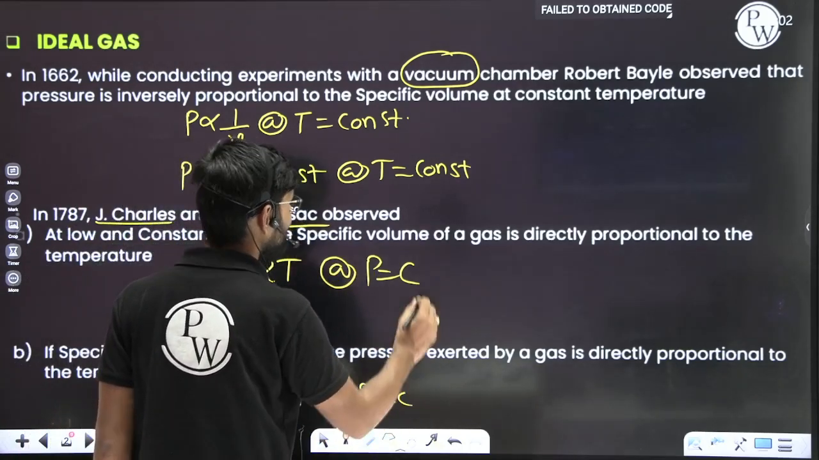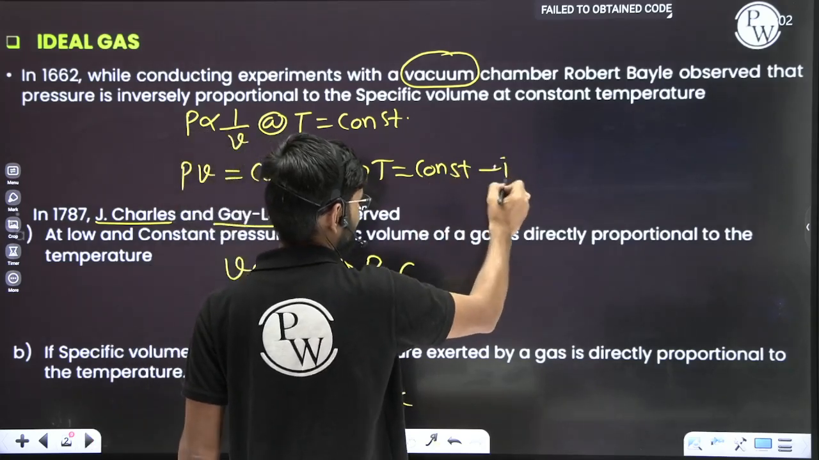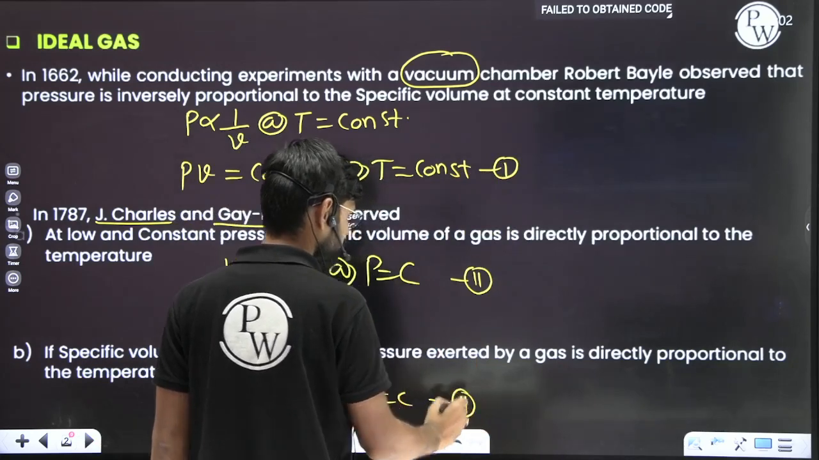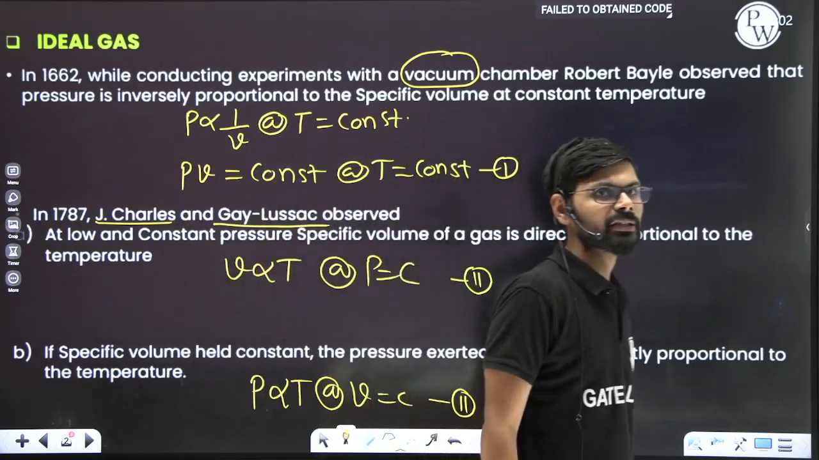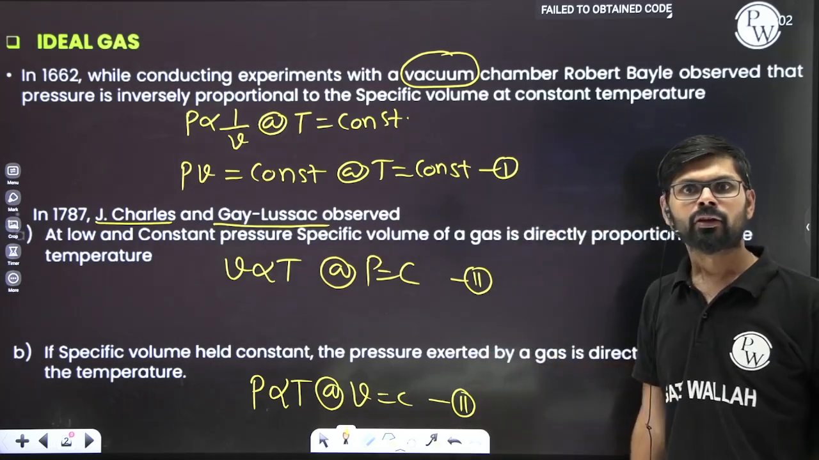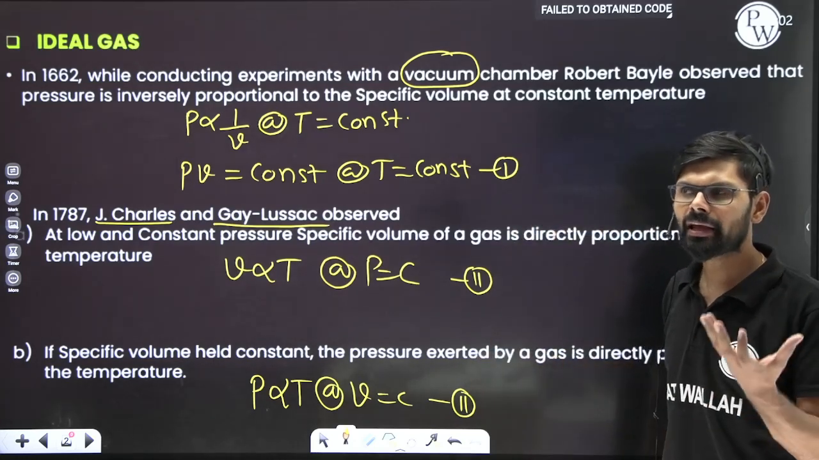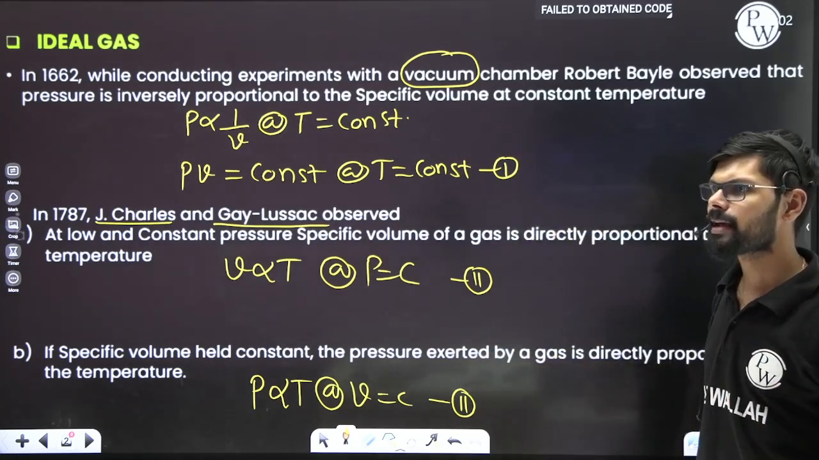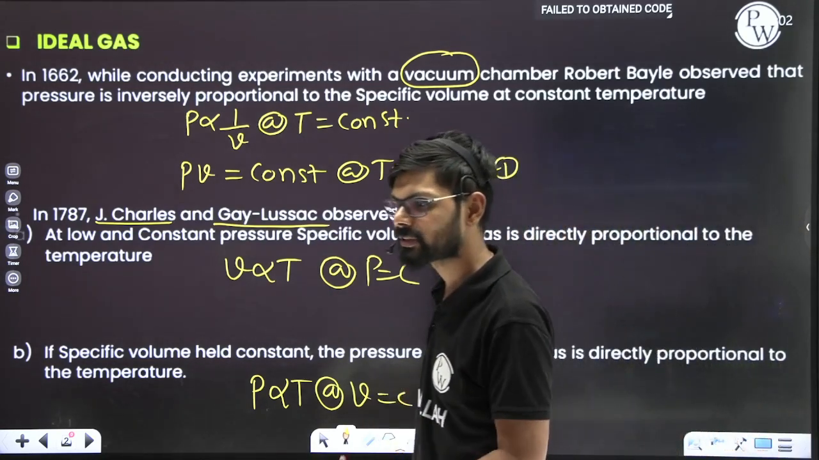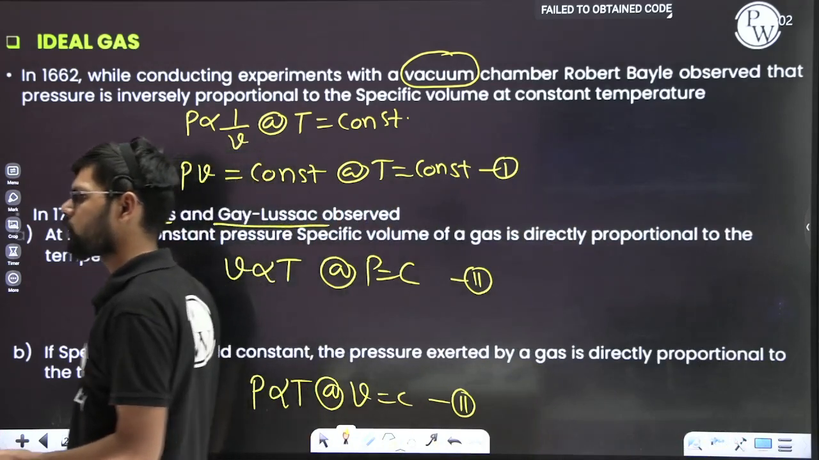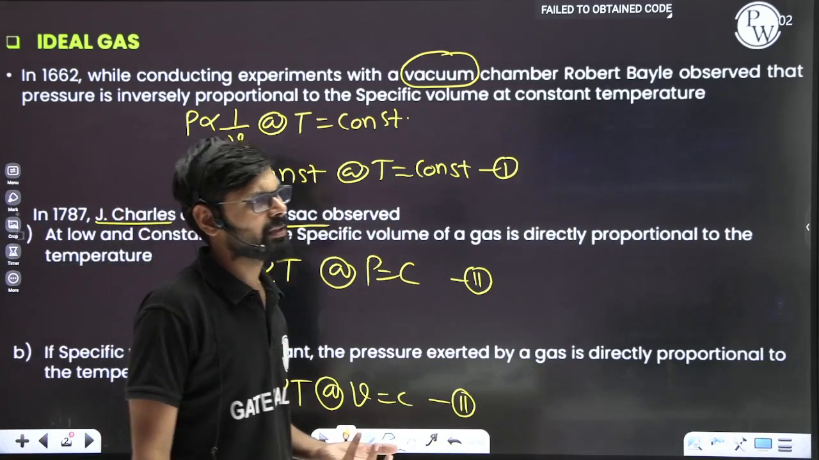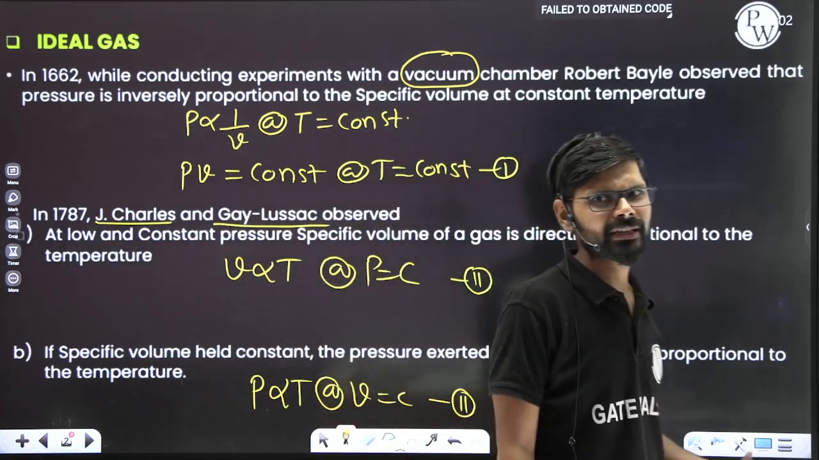So basically you can see that there are three equations: a first equation, a second equation, and a third equation. So you can say that if any gas is following all these three equations, at all pressure, temperature and volume, then we can call it an ideal gas. But it's not convenient, no?